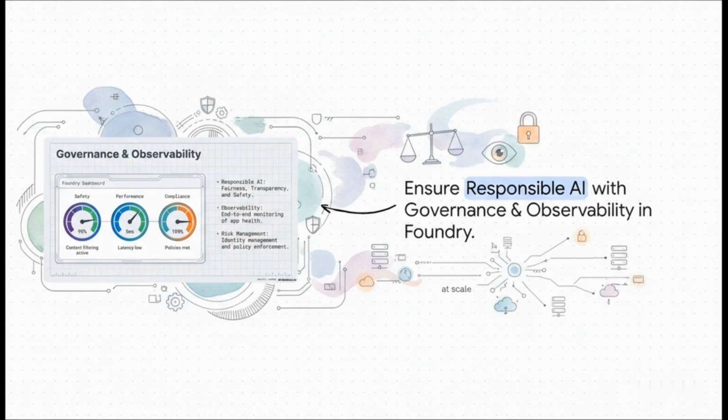Foundry's Governance and Observability Dashboard gives organizations a single place to monitor everything, from content filtering to policy compliance. This gives you the control you need to deploy AI confidently and avoid all those potential ethical and reputational nightmares.